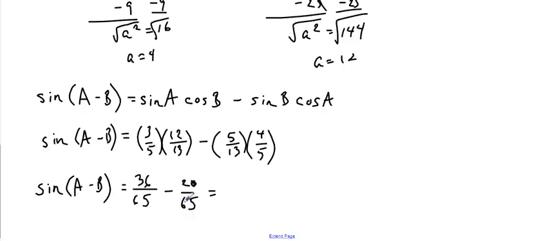Both of these fractions have the same denominator, so we can combine the numerators. 36 minus 20 is 16 over 65, and that is our final answer.